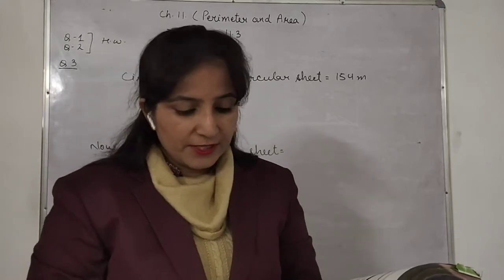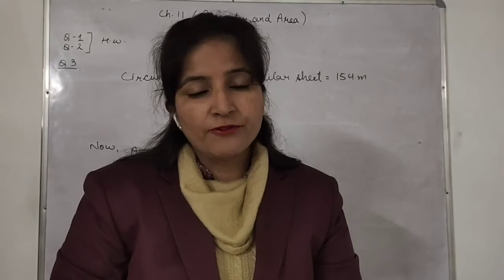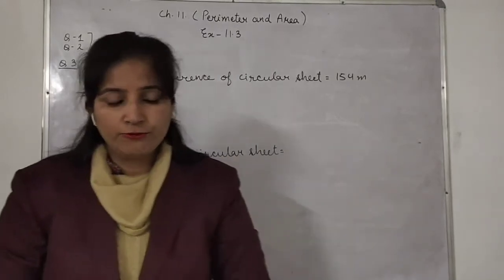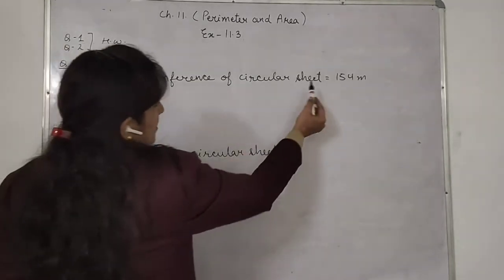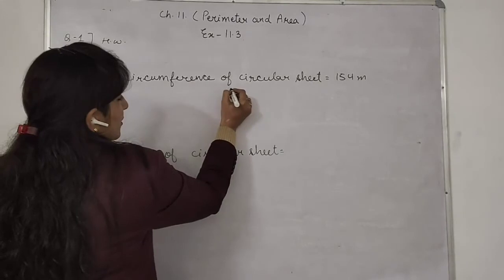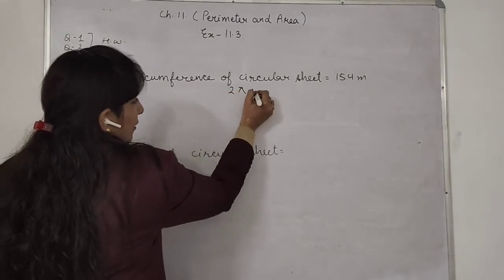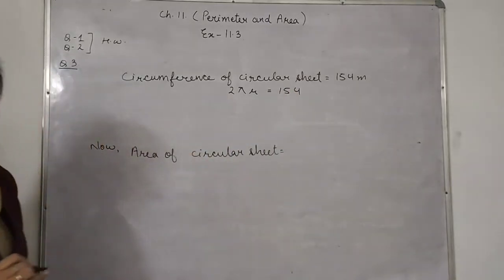So the circumference is given and you have to find the radius. Also find the area. So after finding the radius, we need to find the area. So the circumference given is 154 meter. Okay. So the formula for circumference is 2 pi r. That is equals to 154 meters.